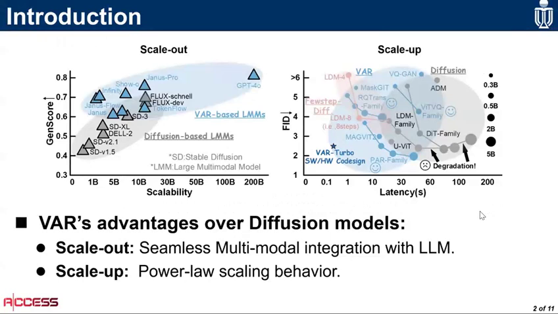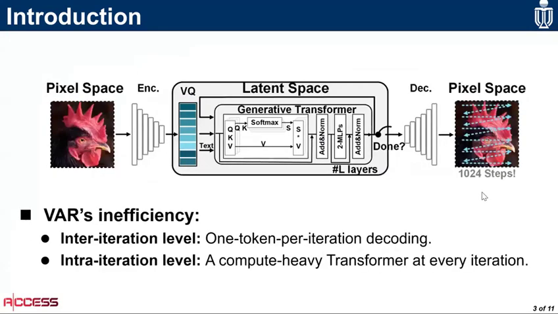While diffusion models and visual autoregressive models both can achieve high-fidelity imagery synthesis through iterative refinement, VAR models exhibit two superior capabilities over diffusion models. First, scale-out seamless multimodal integration with large language models, and second, scale-up power law scaling behavior. However, the generative process of VAR models is quite time-consuming.